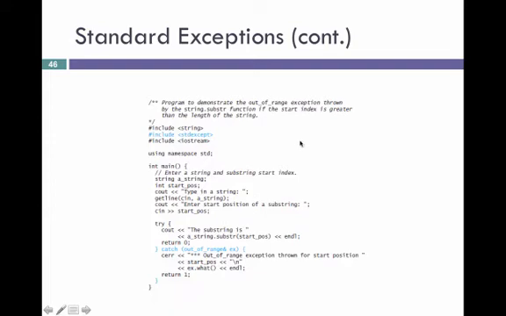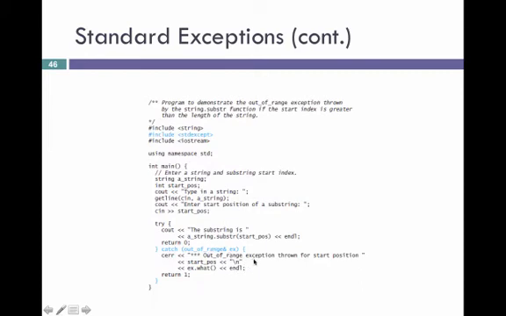Now here's a program that demonstrates this out-of-range exception thrown by the substring function, if the start index is greater than the length of a string. So we include stdexcept so that we can have some standard exceptions from C++. And now we've got a try block here, where we reference this substring function, and it could throw an out-of-range exception. And if it does, then we'll catch it here in our catch block, and we'll execute these statements.